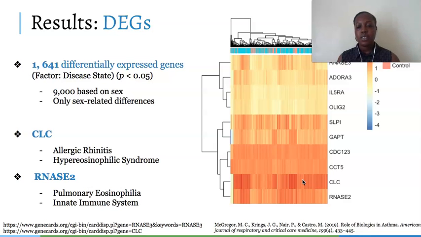Now, between these two associations, allergic rhinitis and hypereosinophilic syndrome, we're able to make connections and inferences as to how this gene might be influencing the onset of asthma. And we're able to do this because we know that asthma is an inflammatory condition as well. Now, the RNASE2 gene has mainly been associated with pulmonary eosinophilia, and that's just an infiltration of eosinophils in the lungs. What this tends to do is constrict the airways, and we know that that's also another phenotype that has been associated with asthma.